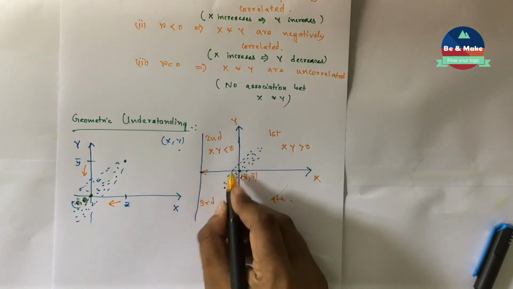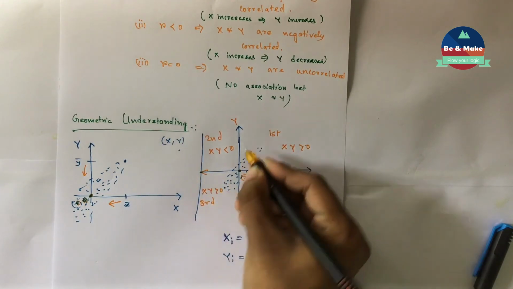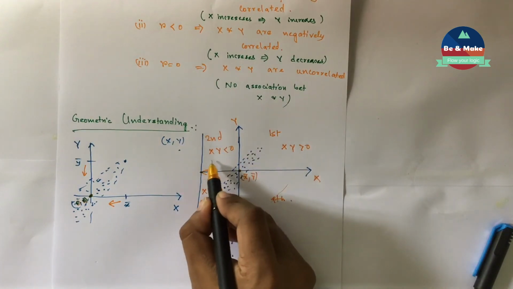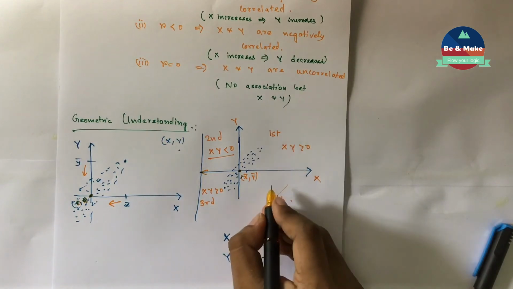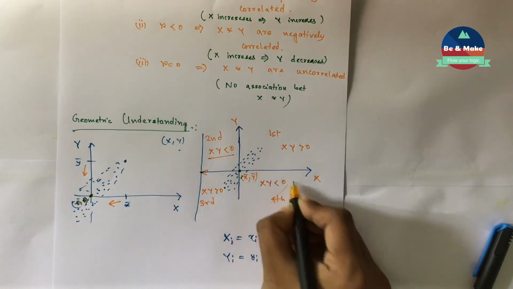In the third quadrant, x and y are both negative, so x into y is again greater than 0. In the second quadrant, x is negative and y is positive, so x into y is less than 0. In the fourth quadrant, x into y is less than 0.